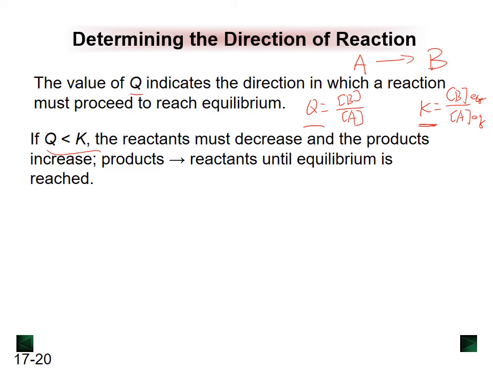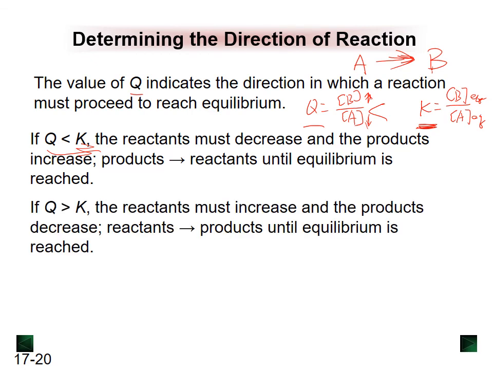So if Q is initially less than K, then B must increase and A must decrease, so that eventually Q increases and becomes K. That means you must increase the product and decrease the reactants. In other words, the reaction goes forward. So if Q is less than K, the reaction goes forward to increase product and decrease reactants.